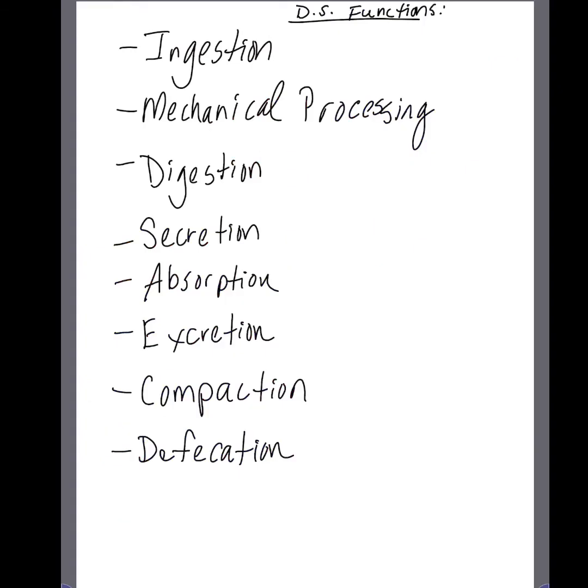In terms of functions of the digestive system, in total we have 8 functions. So the first one is ingestion, and ingestion means to bring the food and liquids into the mouth. Then there is the mechanical processing, which is essentially chewing and swallowing. Then there's the digestion. Digestion is essentially the chemical breakdown of food into nutrient form. Then there's the secretion, and secretion is essentially secreting those products by the lining of the digestive tract, and also secretion of products by the accessory organs of digestion.